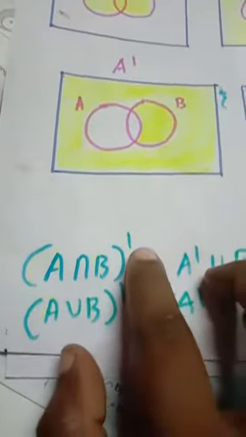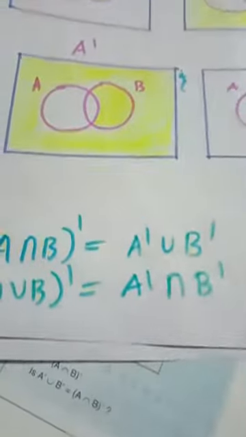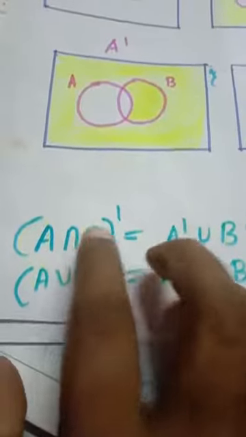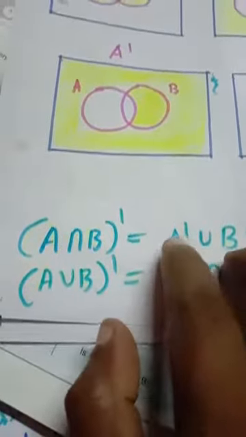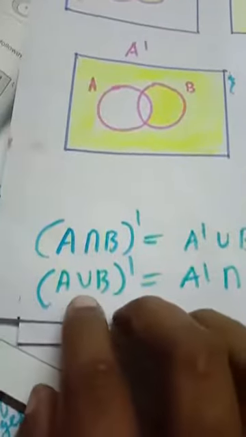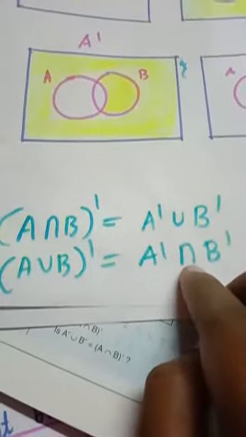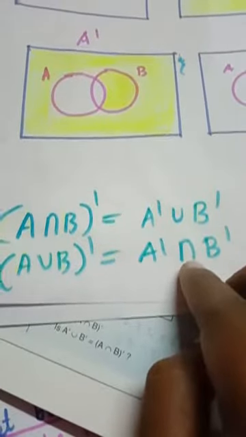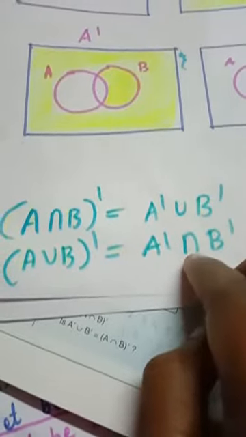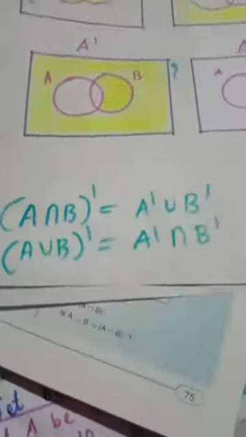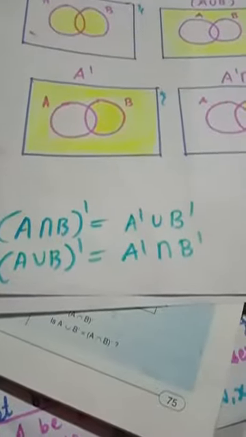Now one result is there: A intersection B, the whole complement, equals A complement union B complement. Not intersection, union. Here intersection, and the whole complement is equal to A complement union B complement. In the same way, A union B the whole complement equals A complement intersection B complement. Here union, here intersection. Here intersection, here union. Okay, clear.